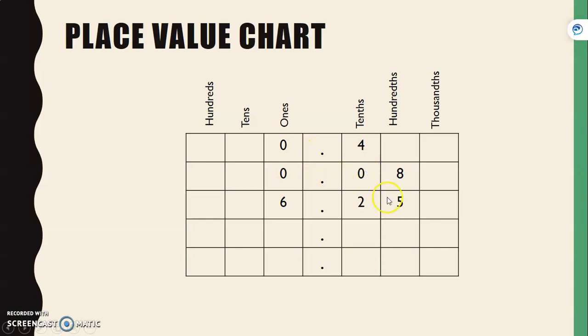0 and 8 hundredths. I'm reading that as 8 hundredths because the 8 is in the hundredths place. 6 and 25 hundredths. I read this as 25 hundredths because the 5, the last number, is in the hundredths place. I could also think of this as 20 hundredths and 5 hundredths together. That's 25 hundredths. That's another way that you can think about that number.